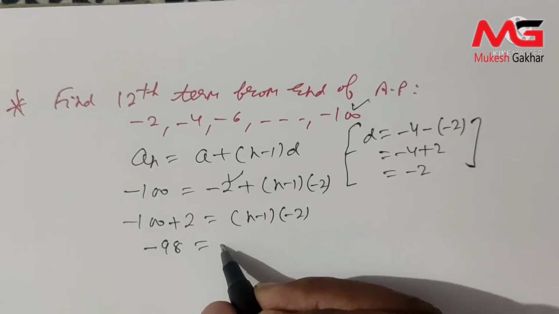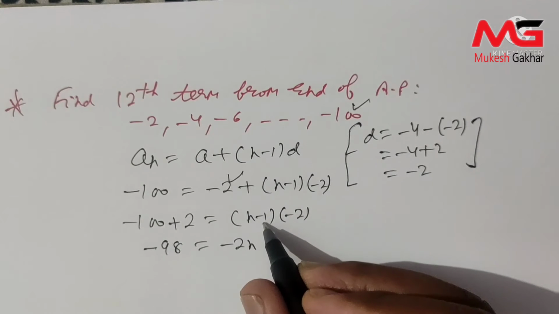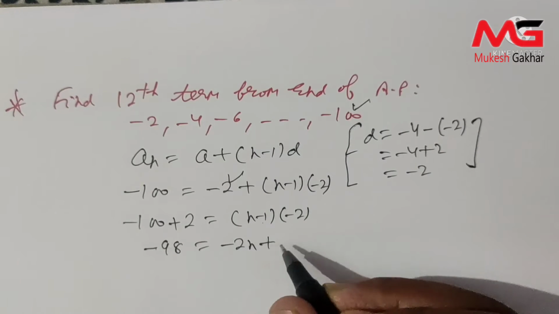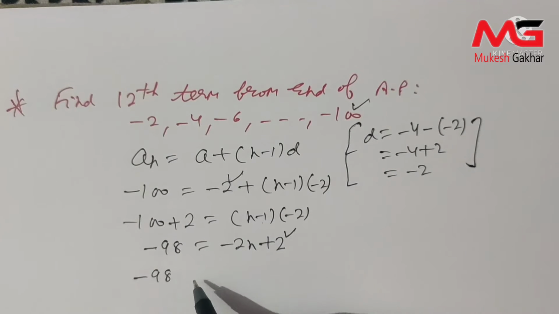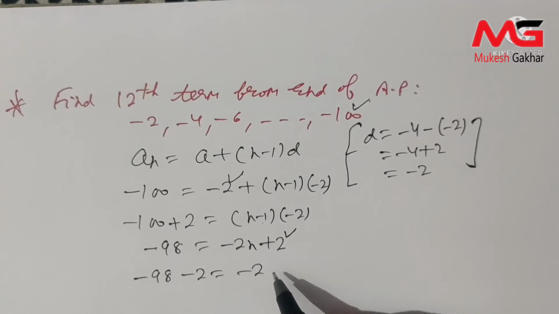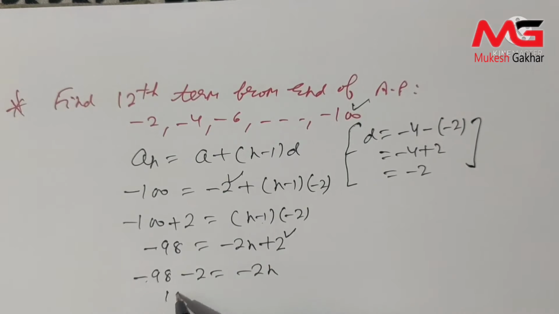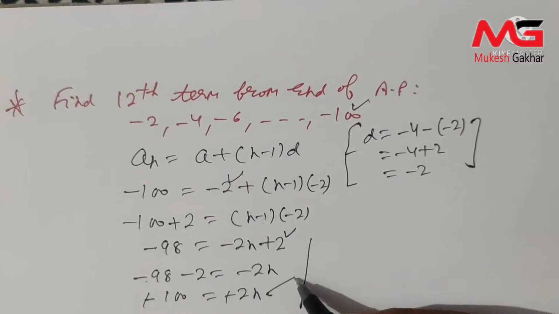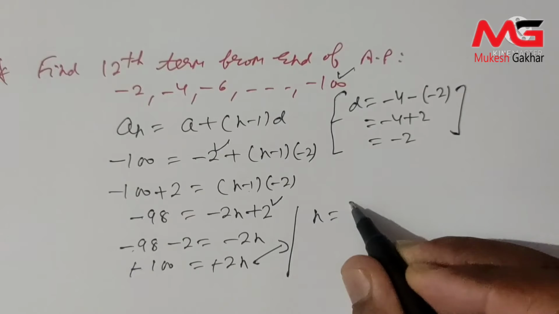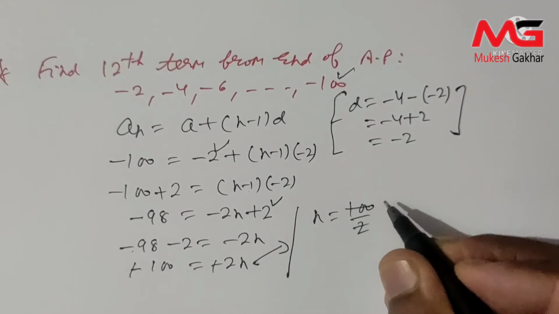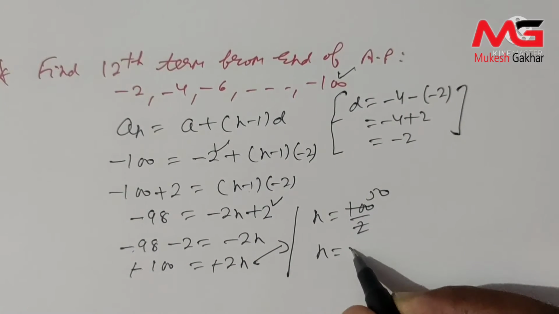Minus 2 into n is minus 2n. Minus 2 into minus 1 will be plus 2. So this 2 you can take to the left hand side. Minus 98 minus 2 is equal to minus 2n. It will be minus 100. You can cut minus with minus. What will be the value of n? So the value of n will be 100 divided by 2. It will be 50. So total 50 terms are there.